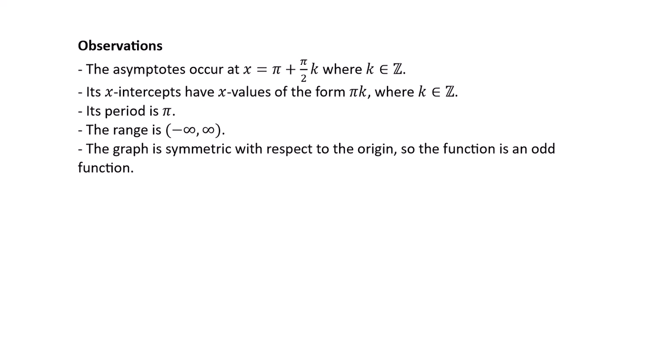Some observations when we look at this graph: we see that the asymptotes occur at x equals pi over 2 plus pi k, where k is an element of the integers. And the x-intercepts have x values of the form pi k, where k is an element of the integers. The period is pi. We complete a full cycle of that graph in just a horizontal distance of pi. The range is negative infinity to infinity, and the graph is symmetric with respect to the origin, so this function is an odd function.